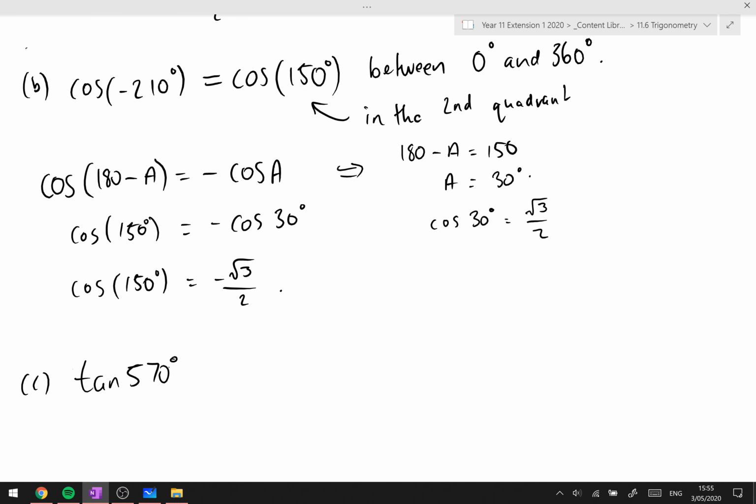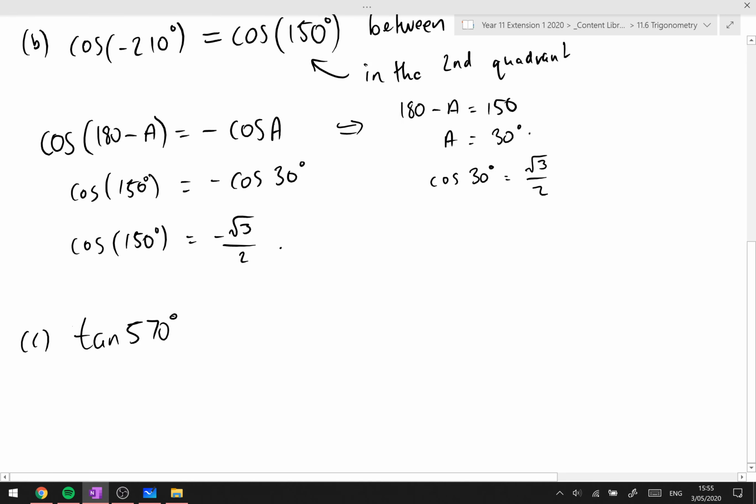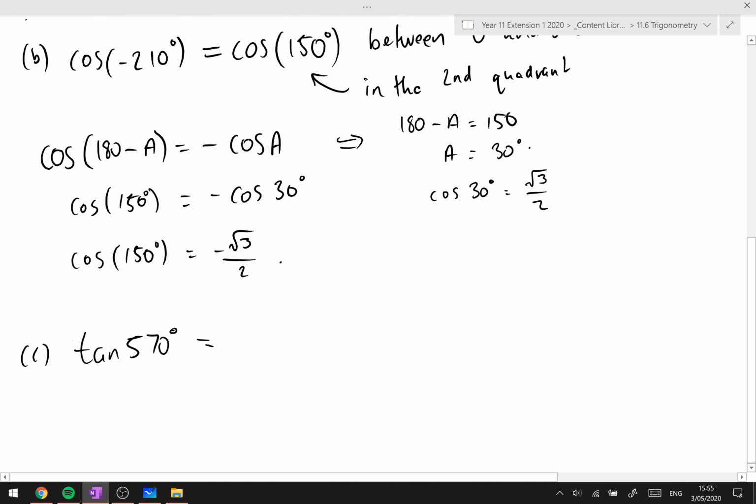To do tan of 570 degrees, we need to work out whereabouts it is. How many revolutions past 360 is it? I think it's only one, because between 0 and 360 is one revolution, between 360 and 720 is the second one, and 570 is between there. So we do 570 minus 360, and that tells me that tan of 570 degrees is the same as tan of 210 degrees.